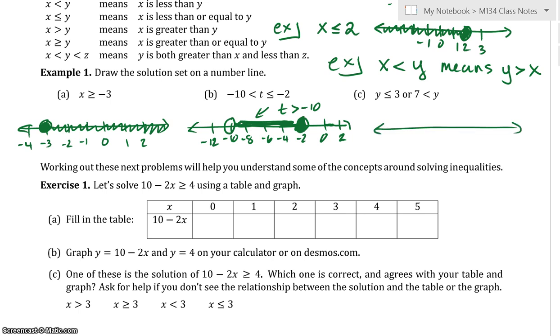Finally, looking at part C, I'm going to put 0 on the left here so I can get to 7.